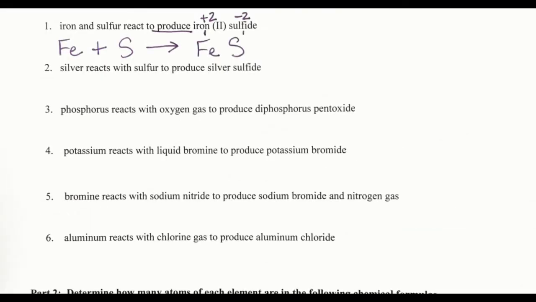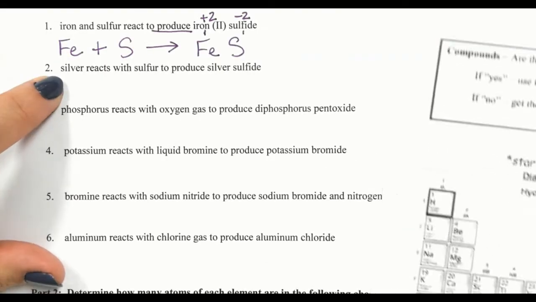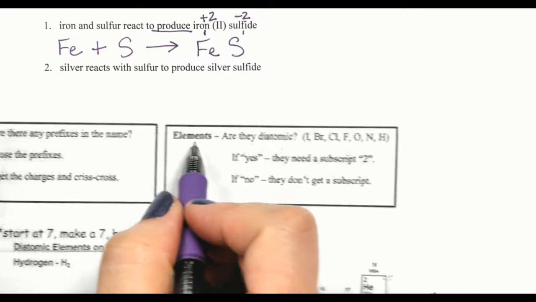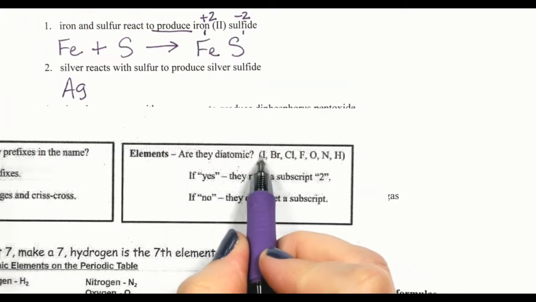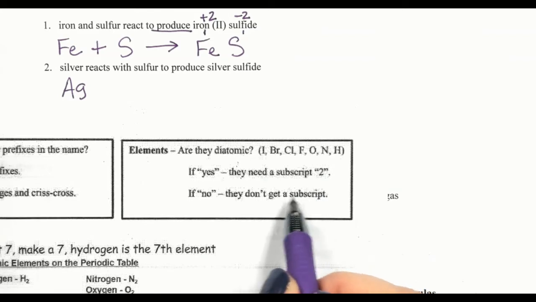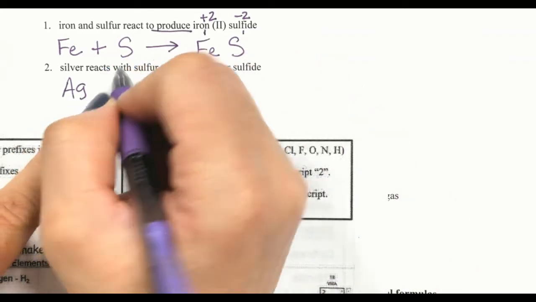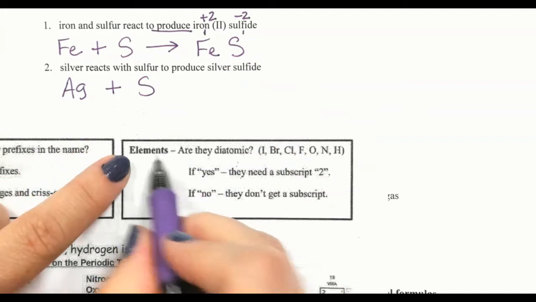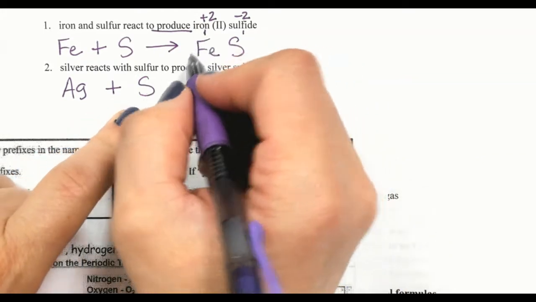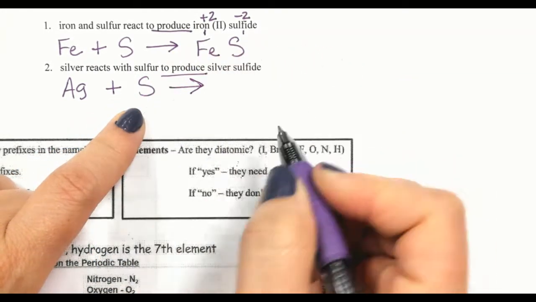And then we're finished translating number 1. Number 2, silver, which is going to be a single element, so I'm going to write Ag, and the question is, is it a diatomic? No, so it does not get a subscript. "Reacts with" means put a plus sign. Sulfur, which is a single element that is not a diatomic. "To produce" means draw your arrow.